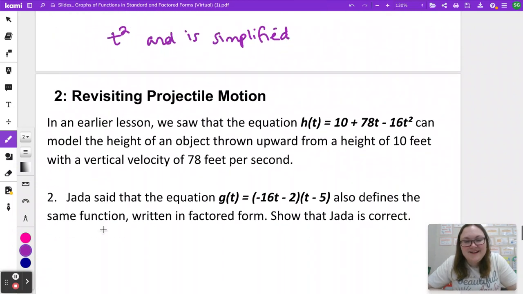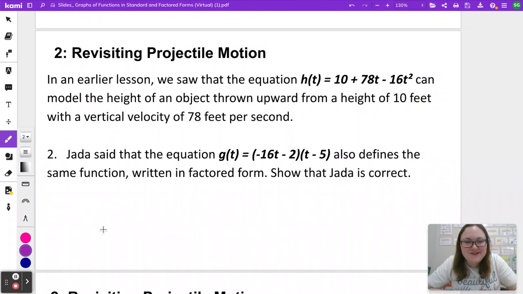The second part is using this new information we learned today. So we've got Jada. Oh, I'm sorry. This is not the new information yet. This is looking at this equation. She says it also defines the same function. It's just written in factored form. Think about how could we show that she is correct, that these both represent the height of this object thrown. Again, pause the video, try this problem now, and then come back to see how you did.